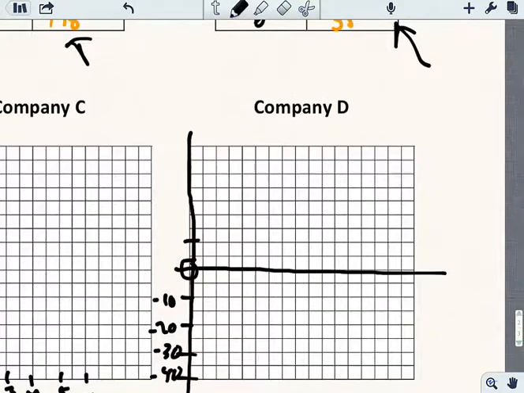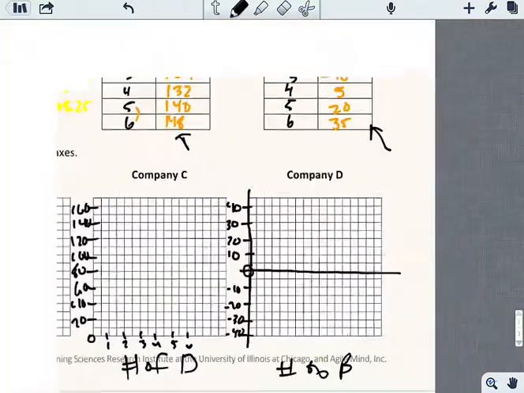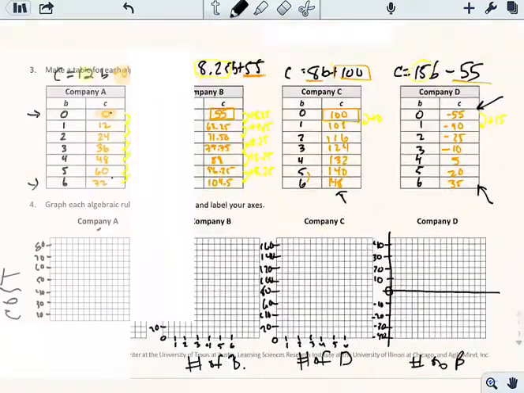Let's see. So it'll be 10, 20, 30, 40. That should do. Okay. So let's get to graphing here.